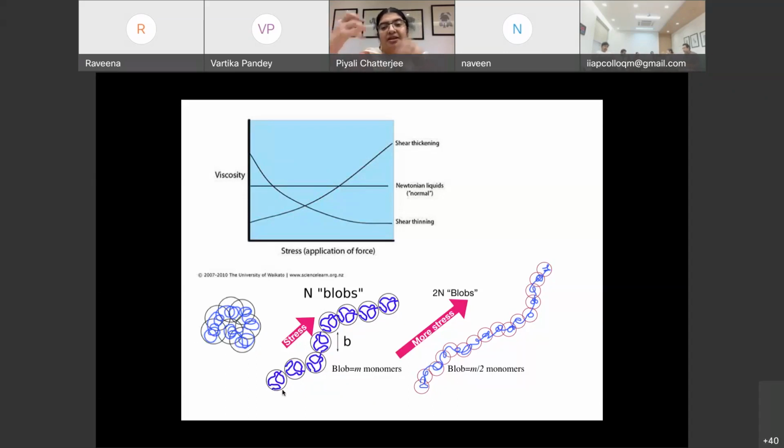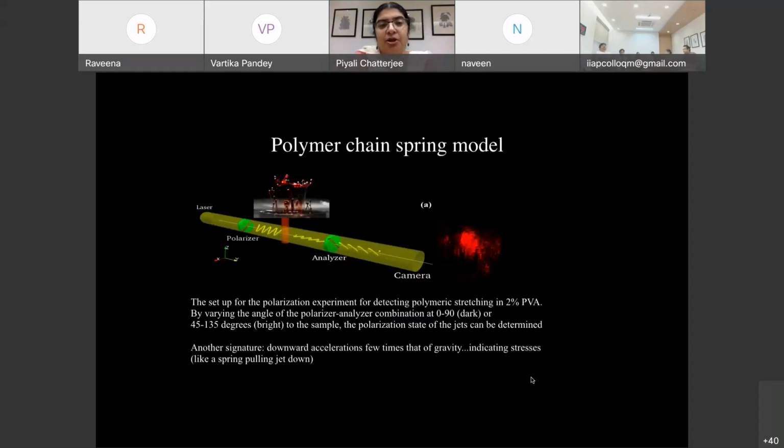Each of these blobs contains, say, a few monomers. So a polymer is made of monomers. So this polymer is like, imagine a cluster of rubber bands which have really got entangled, and you are trying to stretch it. So this is how basically the polymer behaves when you are going to stretch it. So in our experiments, we actually obtained this direct optical evidence of polymer stretching when these jets are formed.